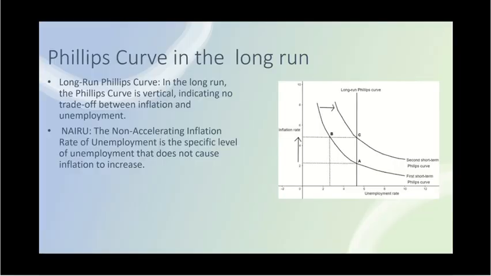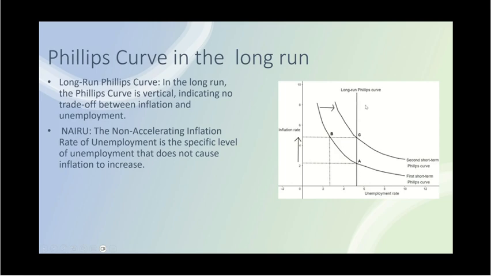So here we go. This is the Phillips curve in the long run, a little bit different than the short run. A long run Phillips curve is a vertical curve indicating no trade-off between inflation and unemployment. As you can see here, this line is vertical, and it's a constant line. These are the short run curves right here, but then this one is vertical, and so that's the long run.